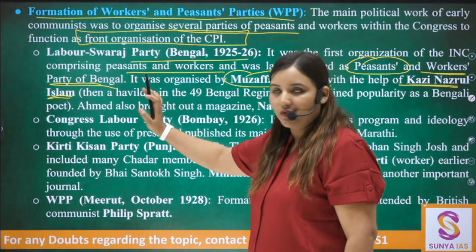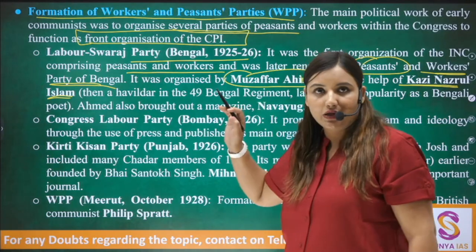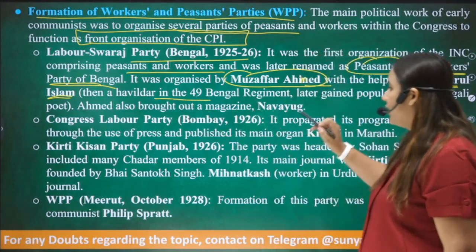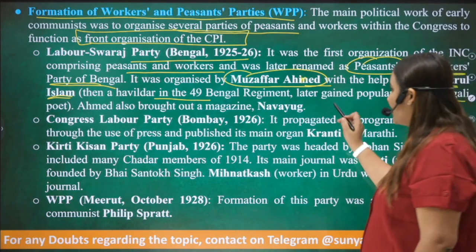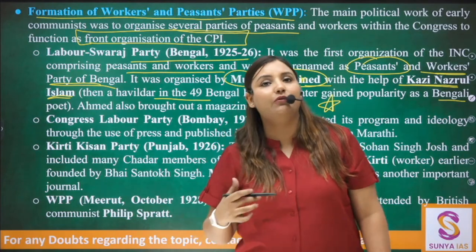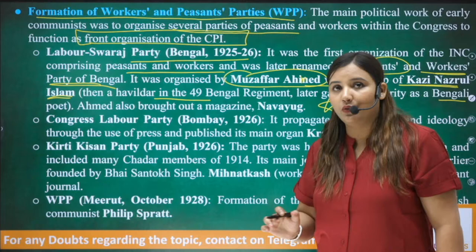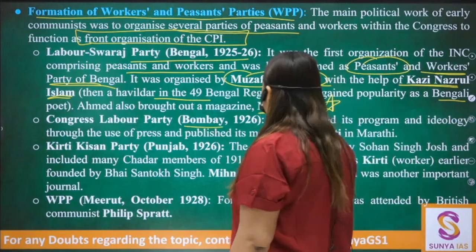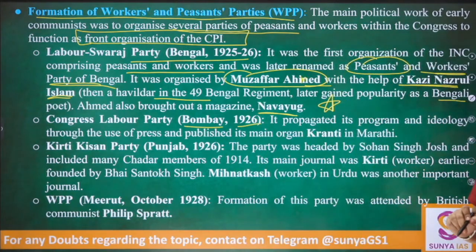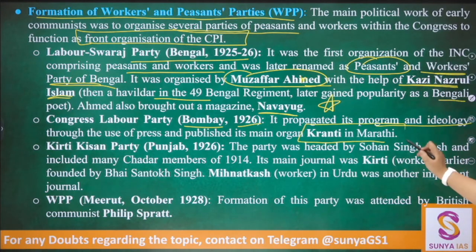These people were very famous. And Qazi Nazrul Islam was a Havildar in the 49 Bengal Regiment, and later gained popularity as a Bengali poet. So please remember his name because they may ask you in prelims who got famous as a Bengali poet. Ahmed also brought out a magazine, Nav Yug. If you talk about the Congress Labour Party, in Bombay in 1926 we had a Congress Labour Party, and it propagated its program and ideology through the use of press and published its main organ, Kranti, in Marathi. Please remember, the Congress Labour Party had Kranti in the Marathi language.